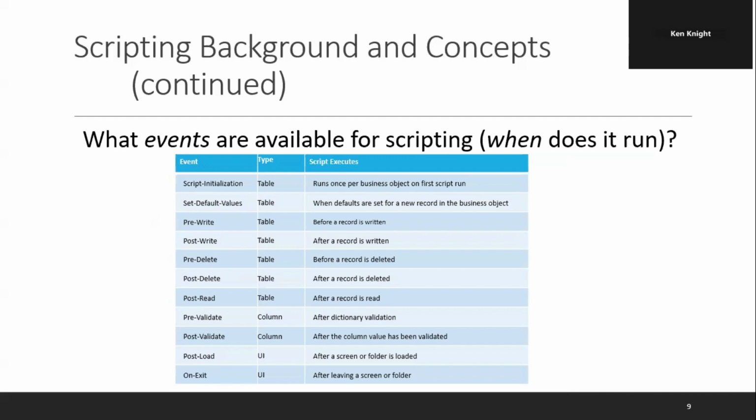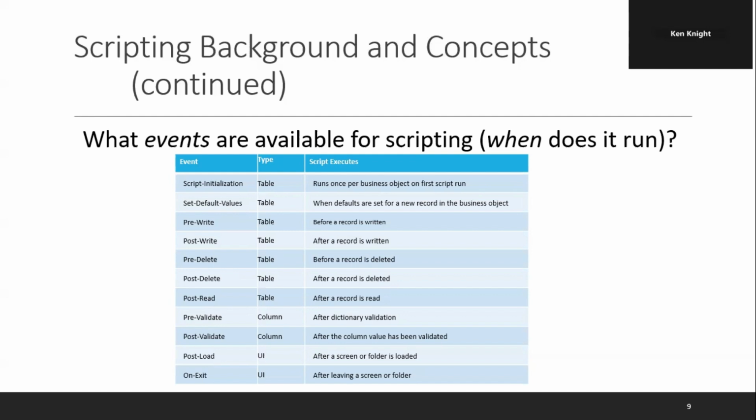At the table level, we have multiple different ones. I seldom use script initialization or set default values, but often use pre-write. So the script is going to fire right before that record is written to the table. Post-write, it fires right after it's written. Pre-delete, post-delete, post-read. So we go into sales order entry and we pull up a sales order. It just read a record, a script could fire.